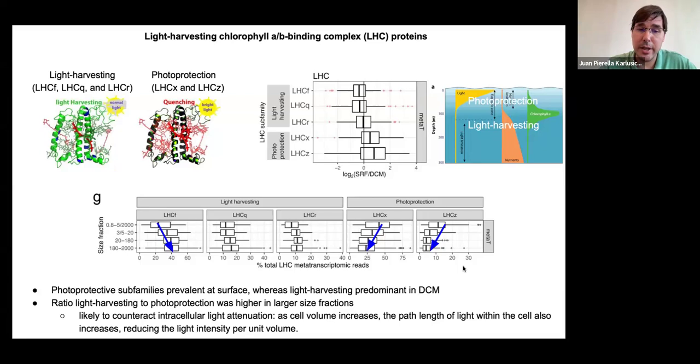And we can think that this is probably related with a process called intracellular light attenuation, in which as the cell volume of the diatom increases, the path length of light within the cell also increases, so the light intensity per unit volume is reduced. So it is also nice to see some patterns based on taxonomy across size fractions that can at some moment be associated with functional patterns, as in this case for light harvesting complex proteins.